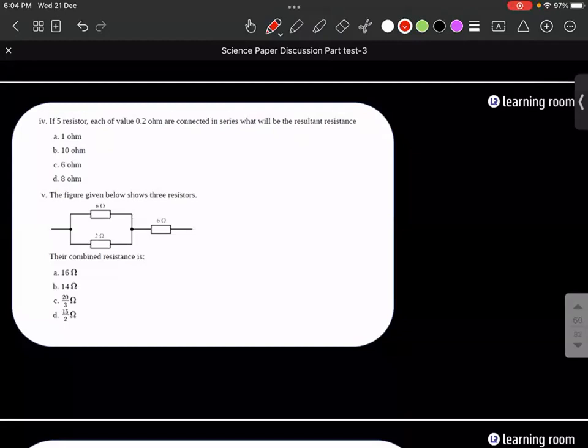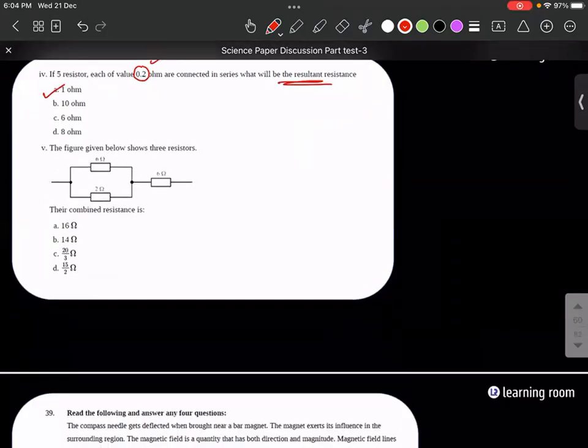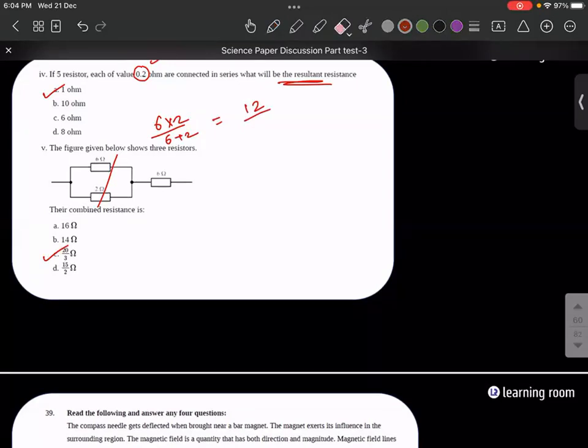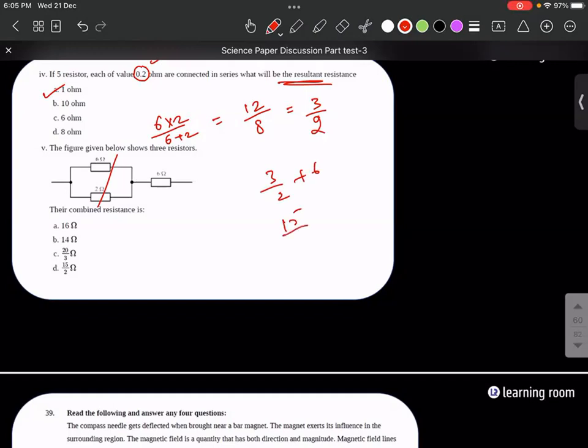If 5 resistors, each of value 0.2 ohm, are connected in series, what will be the equivalent resistance? 5 into 0.2, that is 1. In the figure given below, between 3 resistors, the combined resistance: 6 and 2 are in parallel. So 6 into 2 divided by 6 plus 2, that is 12 divided by 8, that is 3 divided by 2. So 3 by 2 plus 6, that is 15 by 2.